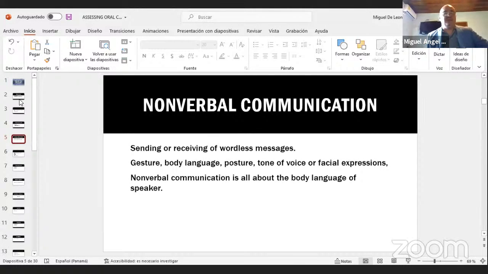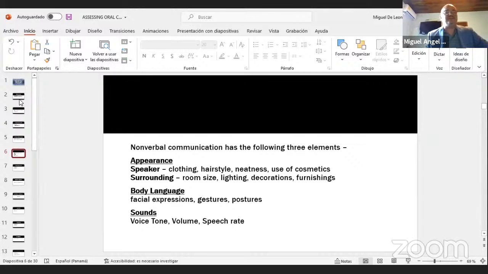The United States, for example, is a low context culture in which clothing is not necessarily an important aspect in what you want to communicate. In our culture, it is. So still, nonverbal communication is very important and is part of the communication process. Well, it's not the one that we are going to elaborate on today.